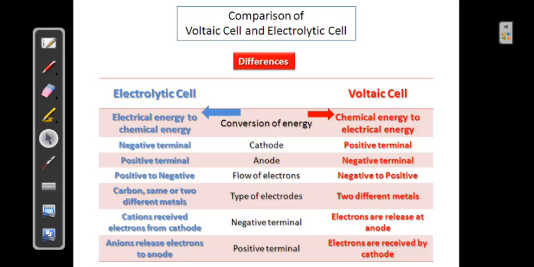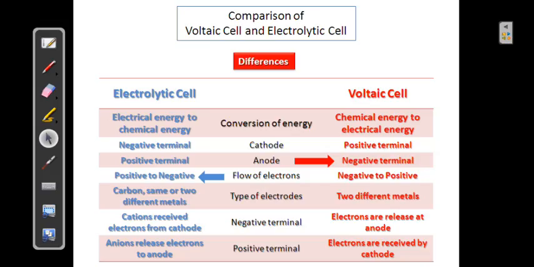What about the cathode? Well, for the electrolytic cell, the negative terminal is always the cathode, whereas for the voltaic cell, the cathode has to be the positive terminal. You can see the difference is only opposite, so does the anode. Look at the anode now. For the electrolytic cell, the positive terminal is the anode, whereas for the voltaic cell, the negative terminal is the anode.